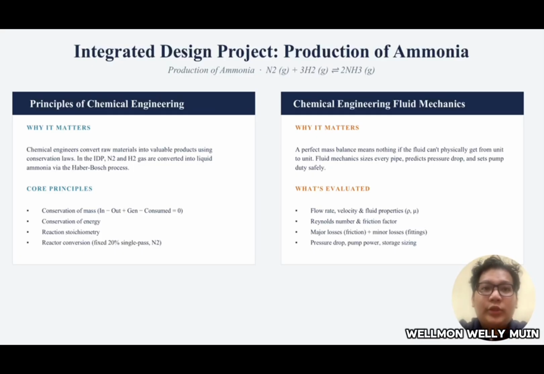In our integrated design project, we did a simple ammonia production plant where it is produced via a Haber-Bosch process. This integrated design project requires us to implement both principles of chemical engineering and fluid mechanics. In PCE, we build a process flow diagram and apply mass and energy balance using conservation of mass, conservation of energy, reaction stoichiometry, and reactor conversion.